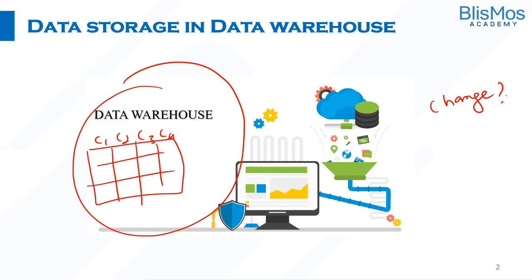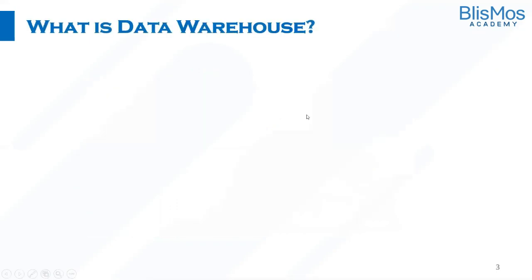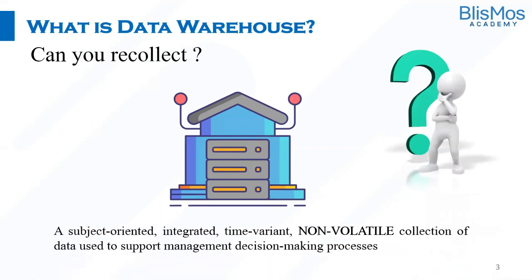That is the question. Will you recollect the definition of the data warehouse? The definition says a data warehouse is a subject-oriented, integrated, time-variant, non-volatile collection of the data. What exactly is non-volatile? Non-volatile means not changing. So you got the answer for the earlier question, right? According to the definition of a data warehouse, the data is not changing.